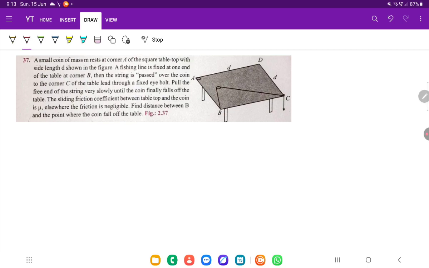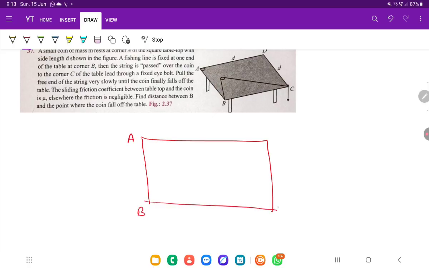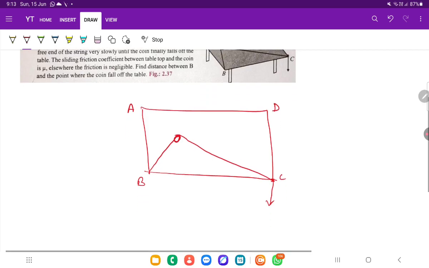So let me draw the diagram again here. Let's say this is the tabletop and this is A, B, C and D. At some instant the coin is, let's say, here, and this is my rope, and I am pulling out this rope at corner C.